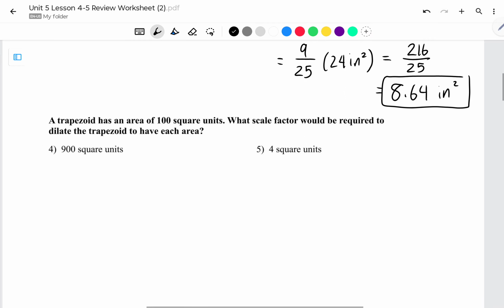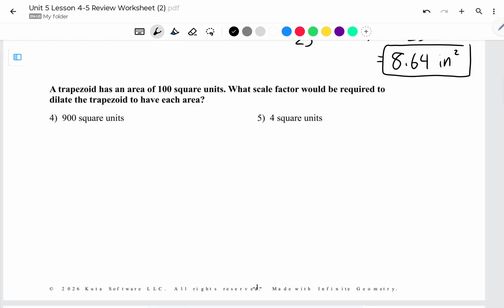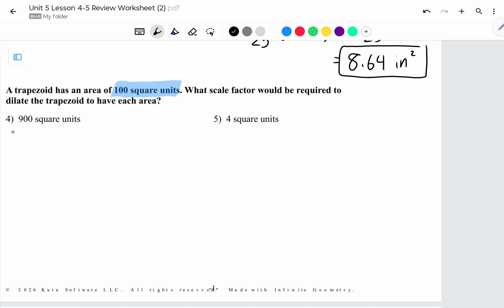All right, so what about this one? The trapezoid has an area of 100 square units. What scale factor would be required to dilate the trapezoid to have each area? So now we're going a little backwards. We're trying to find a scale factor this time. So I'm going to use the same formula. I'll do number 5 again, and you're going to do number 4 on your own. So the area of the image is equal to k squared times the area of the pre-image.